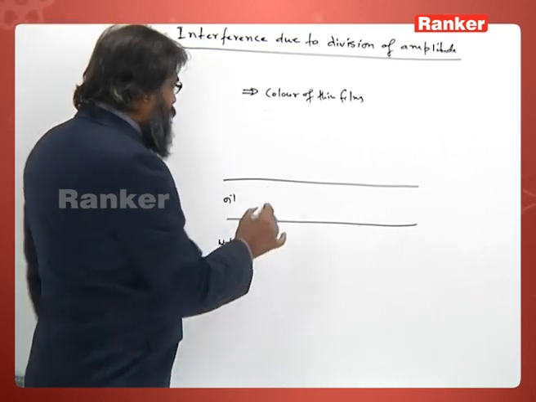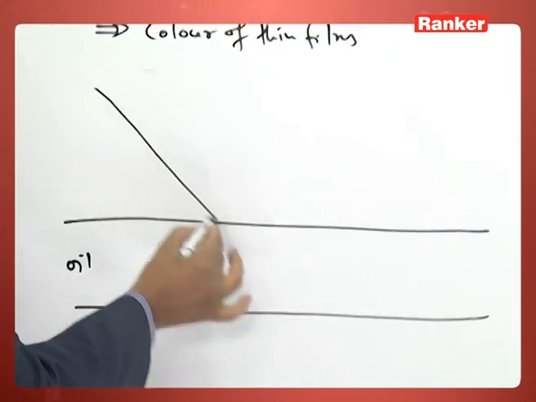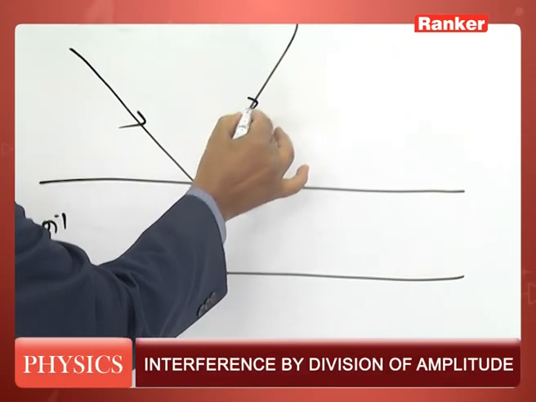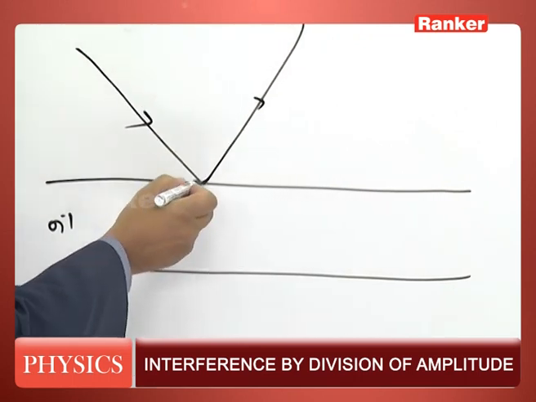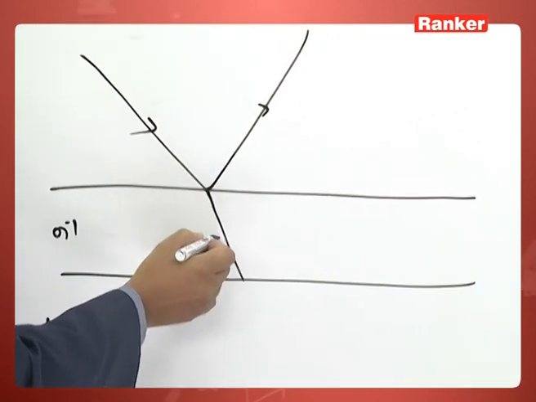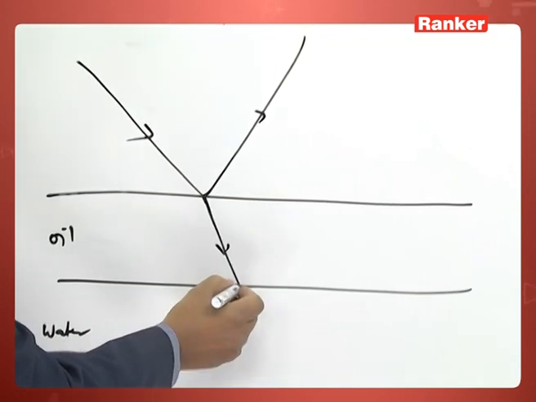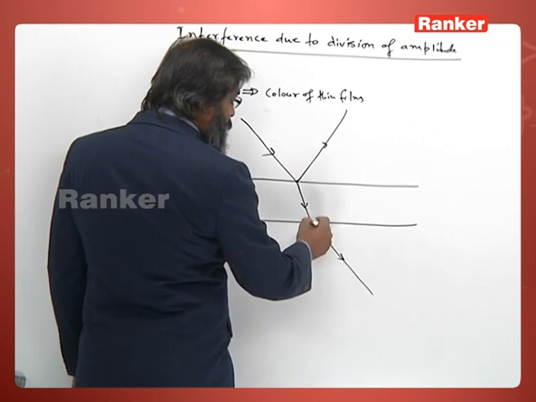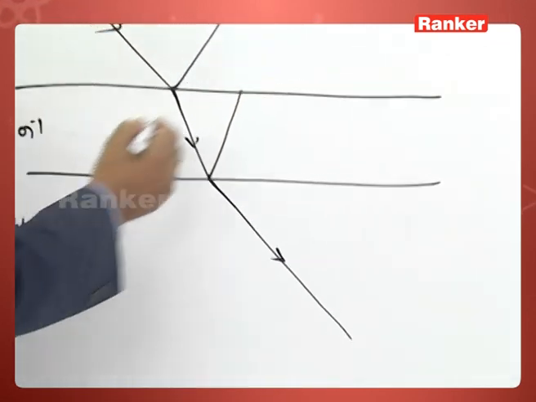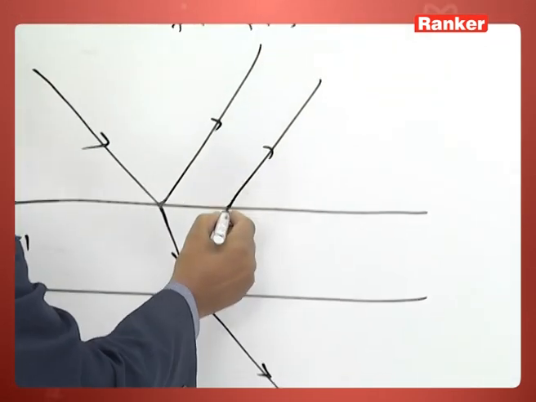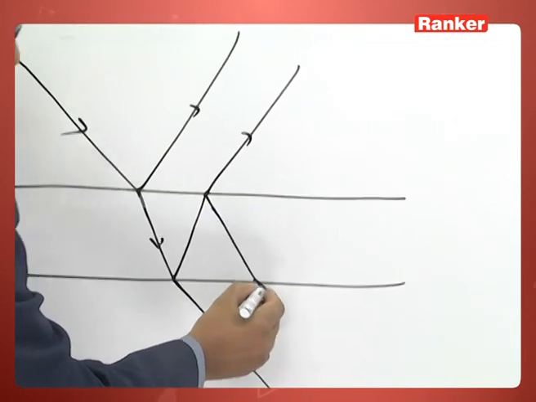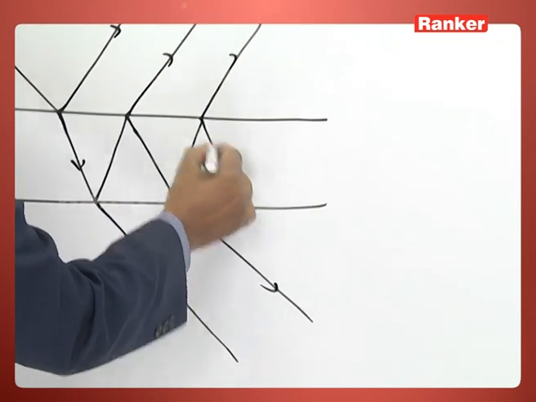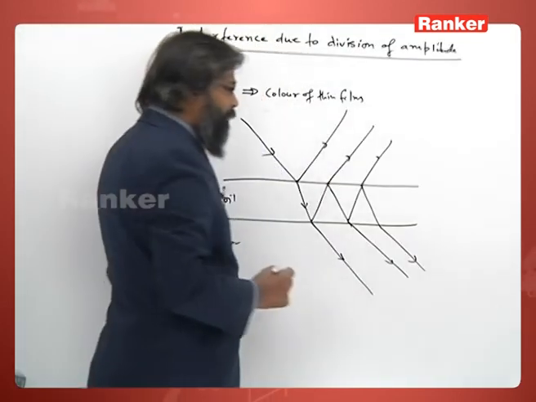The interference is studied. Suppose this is a ray, then it gets reflected from this upper end and some portion is transmitted. Here again it gets reflected, transmitted, and here it is again reflected. Again here there is some transmission and some reflection, and again some. So, a series of reflections and transmissions will be there.